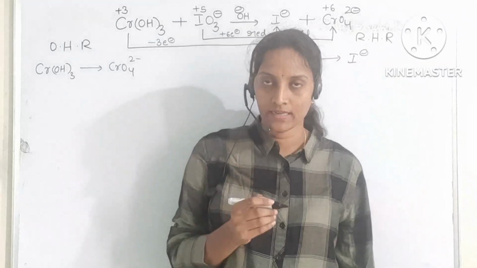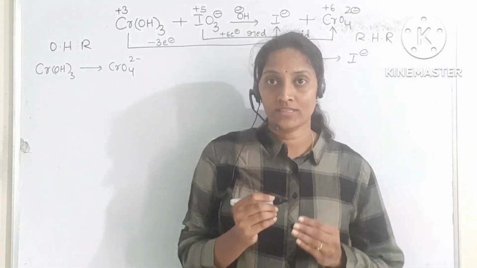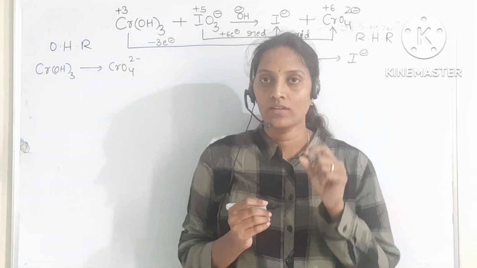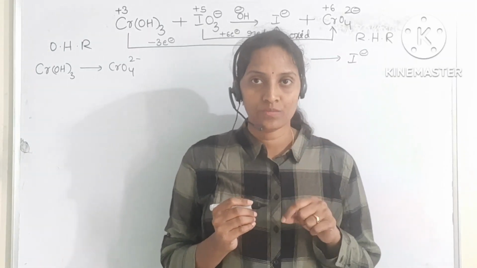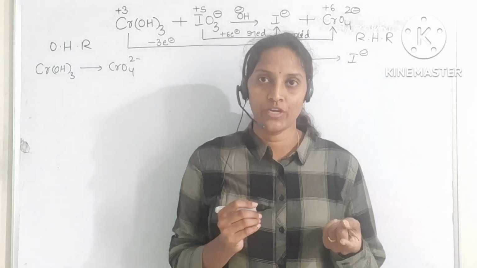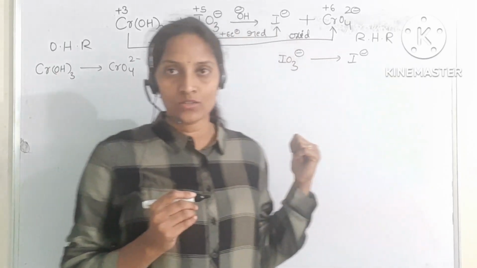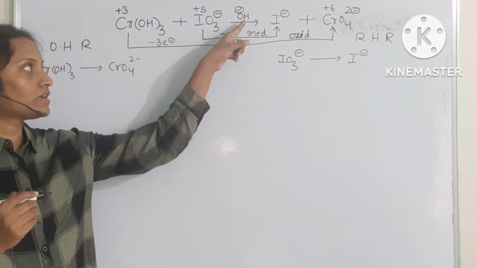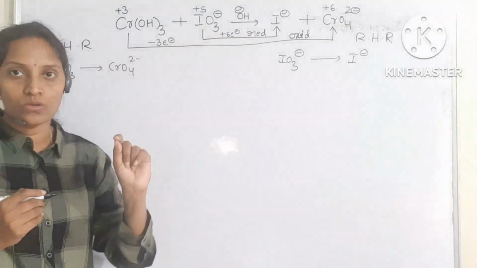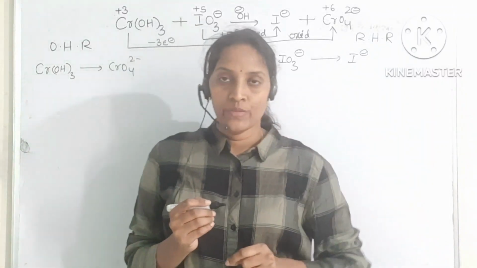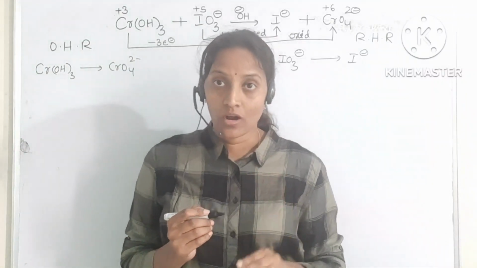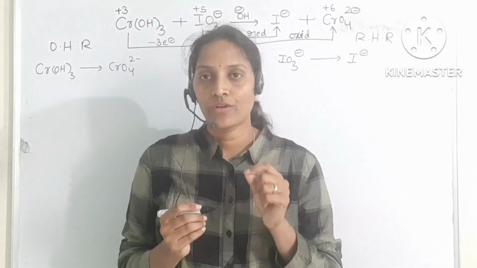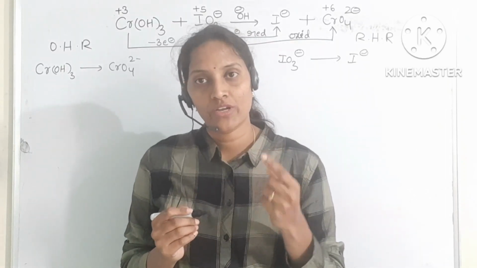After that, we should balance the number of oxygen atoms. For this, you first need to identify in which medium the reaction takes place. Is it a basic medium or an acidic medium? Here it takes place in a basic medium, because the OH minus is already indicated. So in a basic medium, for balancing oxygen numbers, we should add OH minus ions. For balancing hydrogen numbers, we should add water molecules.